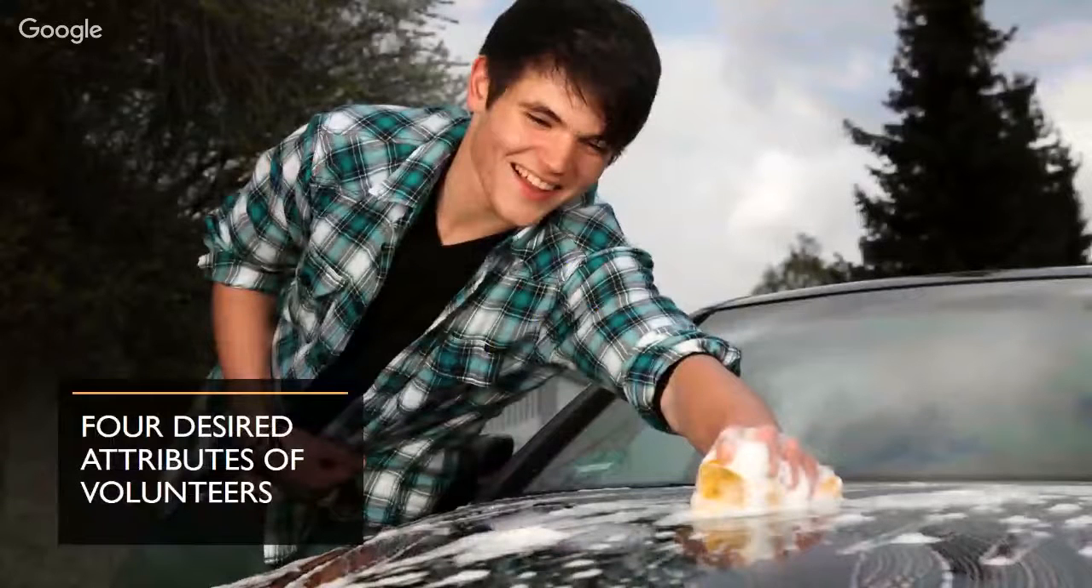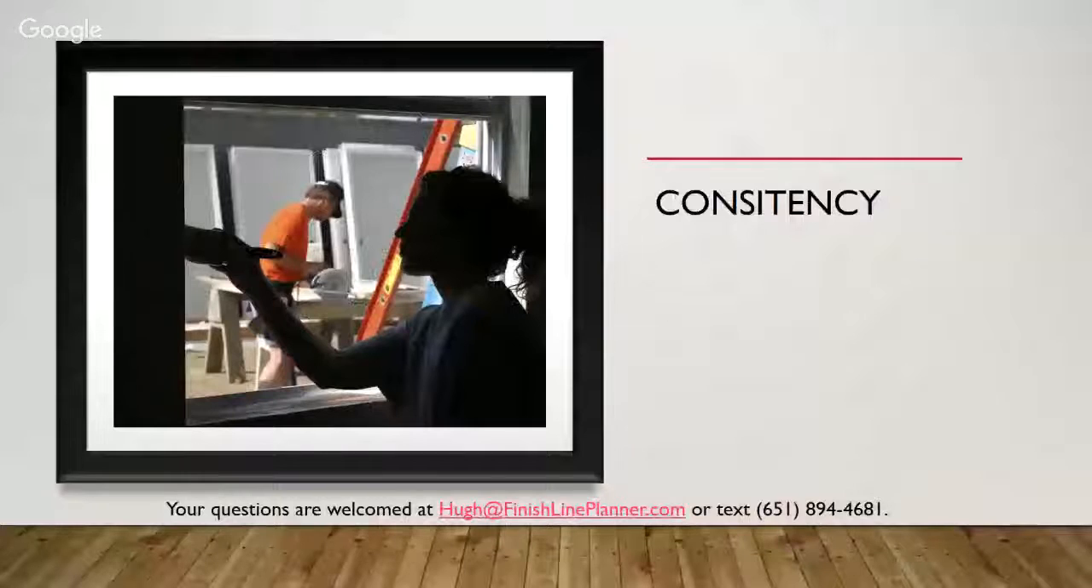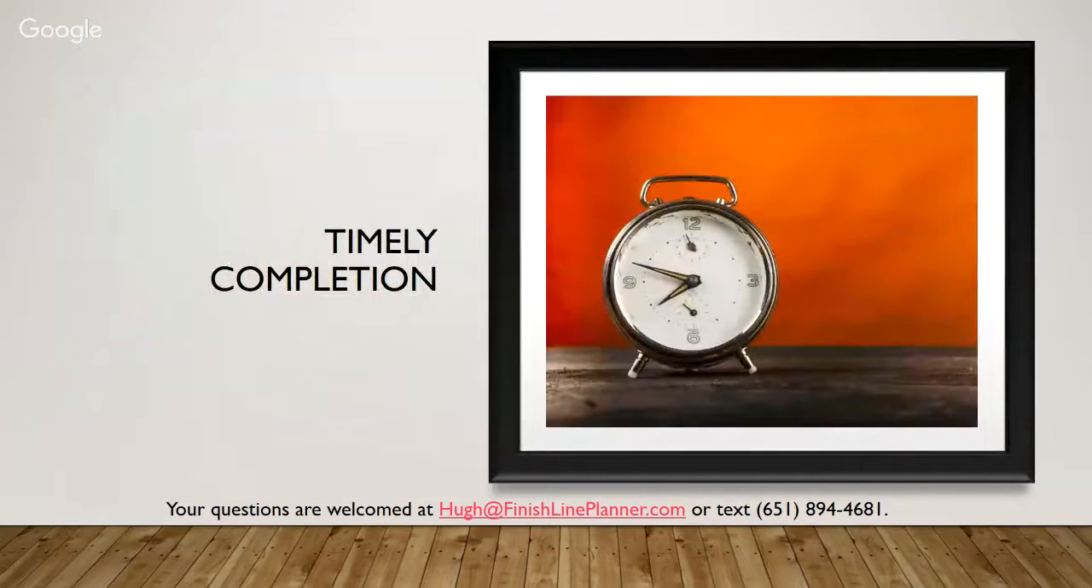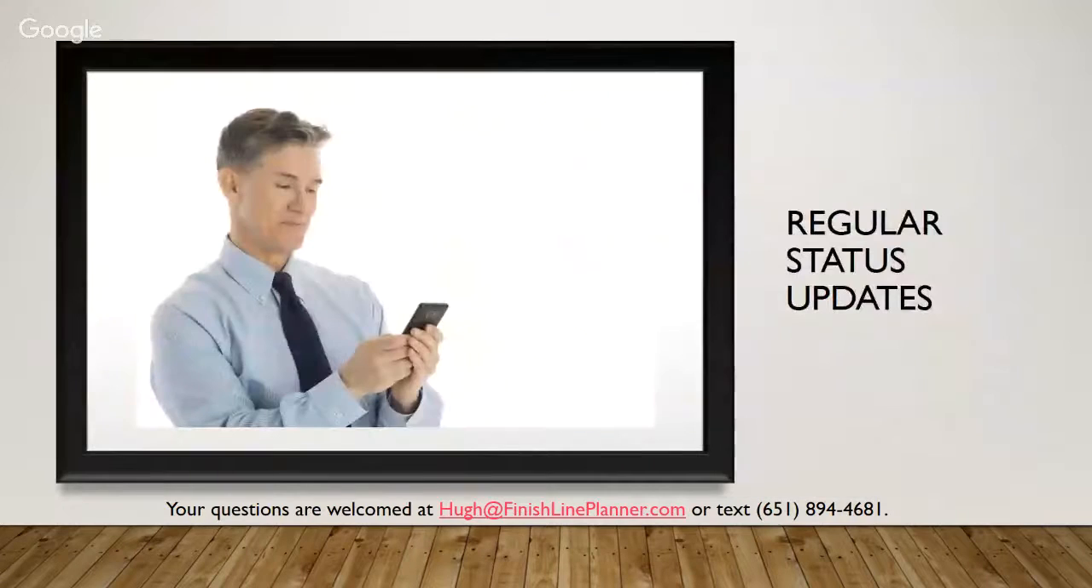Okay, four desired attributes of volunteers. Consistency. With Finish Line Planner, they will get the text to, don't forget to follow up on the visitor. Don't forget to follow up on this visitor. Don't forget to follow up on that visitor. It will be consistent. Timely completion. Because of the timing of when you're sending things out, you know they're getting done a month ahead of time, or they're done within 2 weeks after the visitor. Things will be done in a timely way, and the ball won't be dropped.